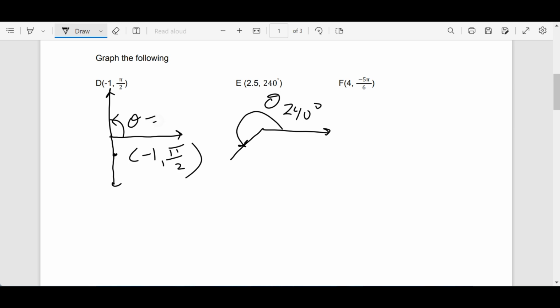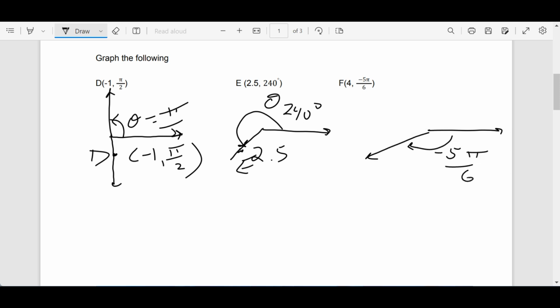I should label this as well. Pi over 2. And how far do we go? About 2.5. We'll call that 2.5. When we have our grid, it'll be much easier to label what that value is. That's E, that's D. (-5 pi over 6). I don't know why I drew that. I don't need a whole plane. I just want the polar axis. And then -5 pi over 6 would be somewhere right there. And there we go.